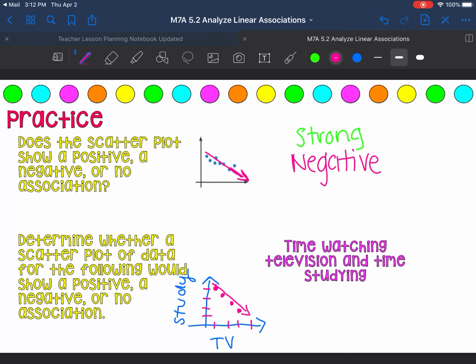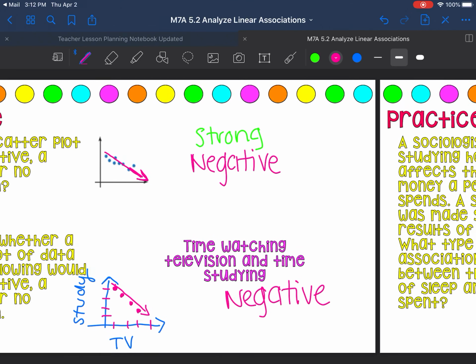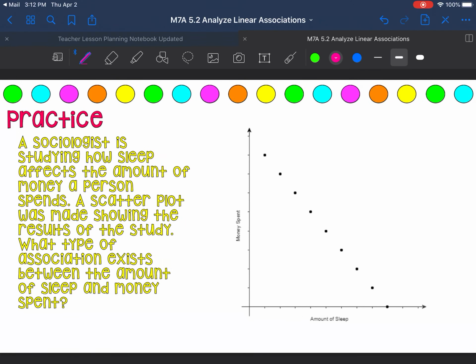So if I drew my trend line, that would make my trend line negative because it is going in a downward motion. So it's a negative association to spend more time watching TV than studying, which we all know. We know the more TV we watch, the less time we can study. And we have all the studying for math.